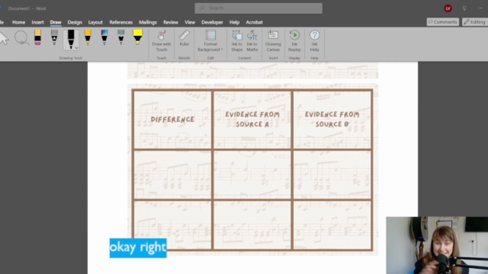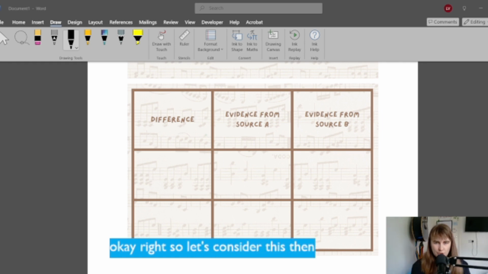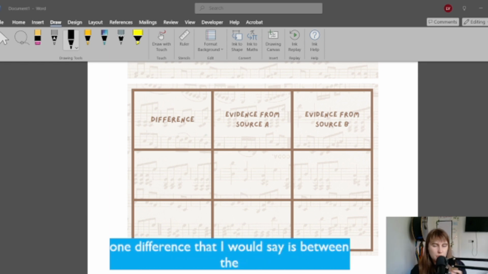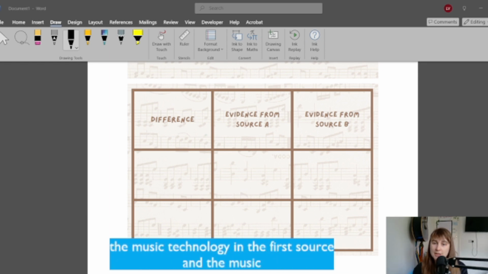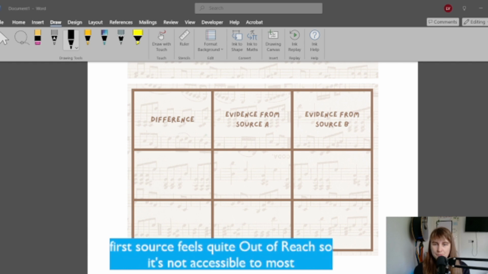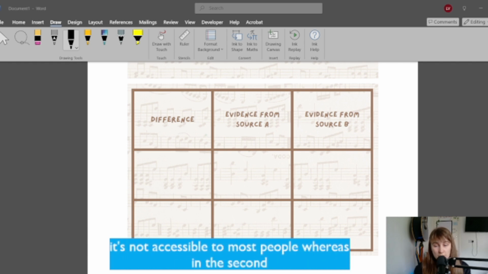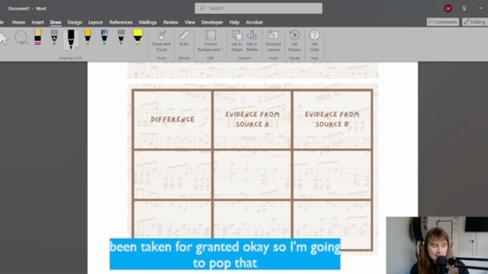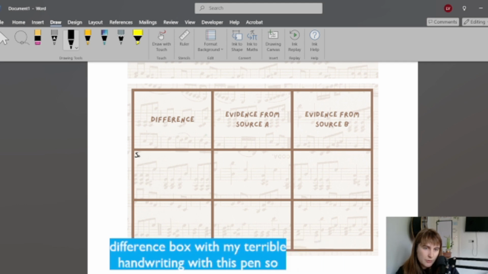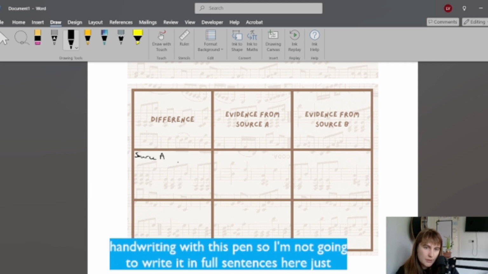Okay, right, so let's consider this then. One difference that I would say between the music technology in the first source and the music technology in the second source is that music technology in the first source feels quite out of reach, so it's not accessible to most people. Whereas in the second source, it is accessible to most people to the point where it's almost being taken for granted. Okay, so I'm going to pop that little explanation there in my difference box with my terrible handwriting with this pen. I'm not going to write it in full sentences here just because it'd be quite difficult to do with this pen.